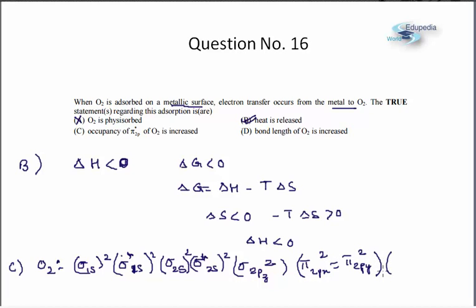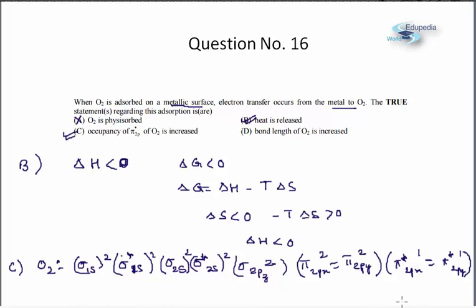And finally we will have pi star 2px equal to pi star 2py, and 2 electrons are remaining, both of them will have 1 each. So now if 1 electron is being transferred to O2, obviously it will be transferred in the vacant orbital, which is pi anti-bonding molecular orbital. So it says occupancy of pi star 2p of O2 is increased. Yes, of course it is correct.